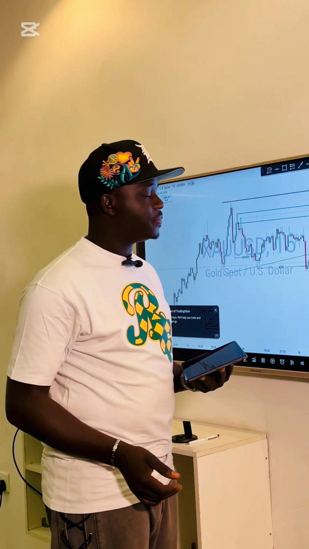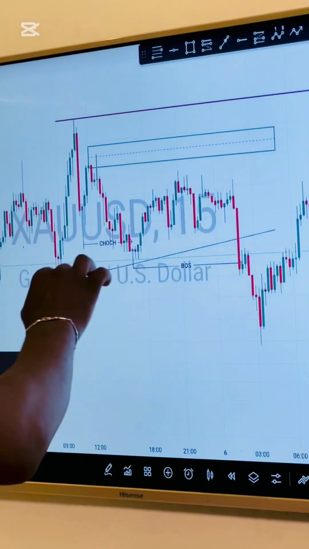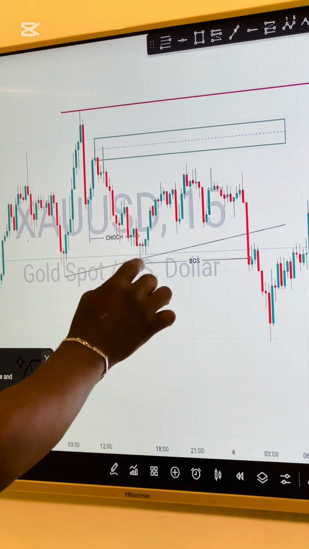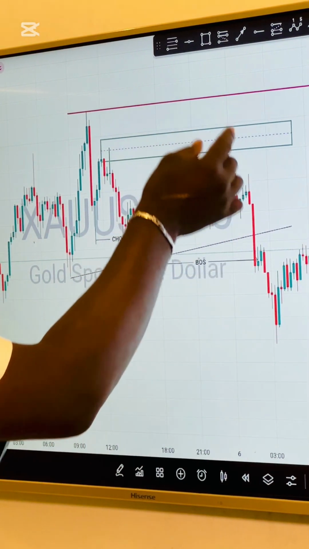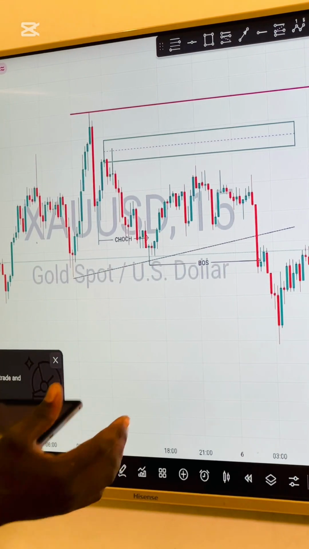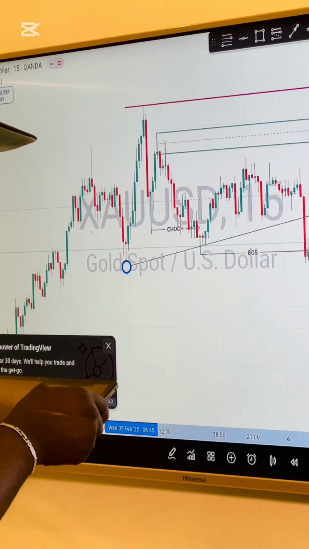So when price comes here, it has touched once, and a lot of people will say, okay, this is an order block. They will buy the market to the upside. It won't work. For you as a professional trader, this is what you do.